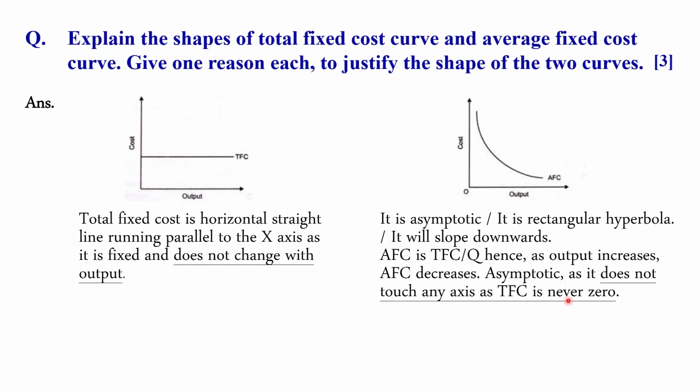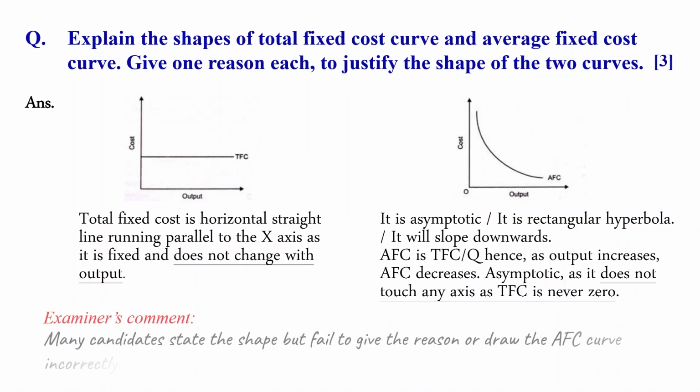Or if you are writing that it is asymptotic, then give the reason why it does not touch the x-axis or the y-axis. Simply because you can say that TFC is never 0. Examiners comment that candidates often mention the shape without justification or draw the AFC curve incorrectly, resulting in loss of marks. So you need to be careful in not making these mistakes.